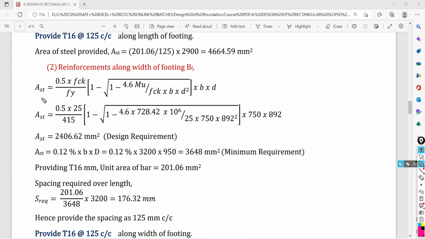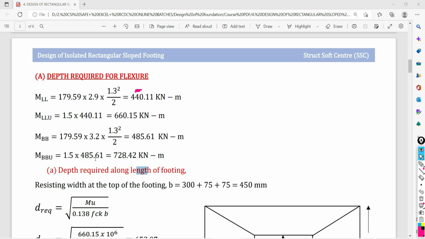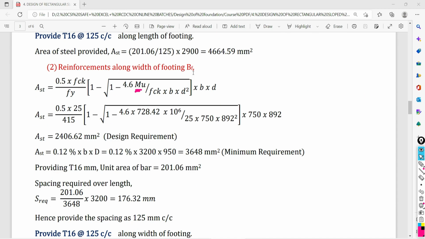So the same equation is there for finding the area of reinforcement required, but the only change here will be the moment. So you have to consider the moment along the width. Ultimate moment along the width is 728.42 kilonewton meter. That I am going to put here as 728.42 into 10 raised to 6 divided by 25.